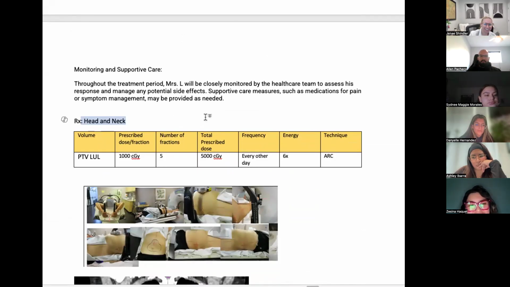Okay, patient is lung. We are treating 5 fractions at a total prescribed dose of 5,000 centigray every other day, 6 X or photon, and it's SBRT.